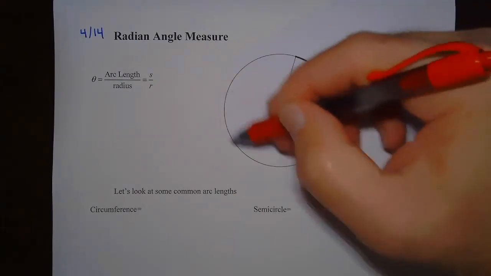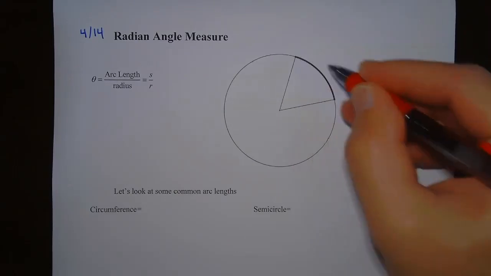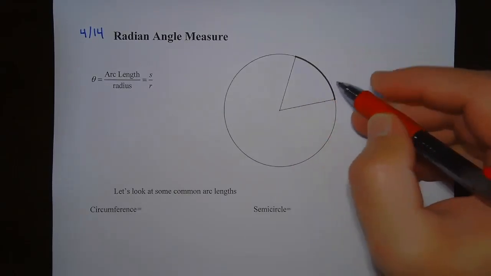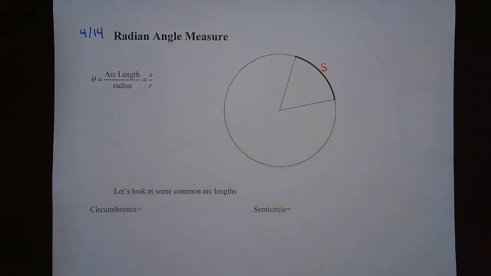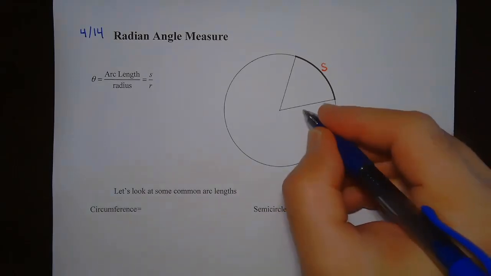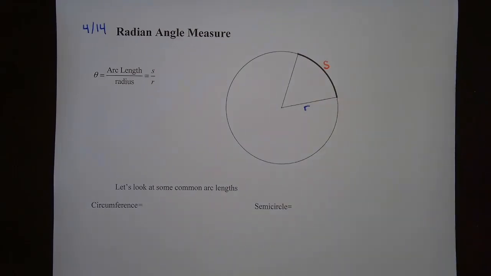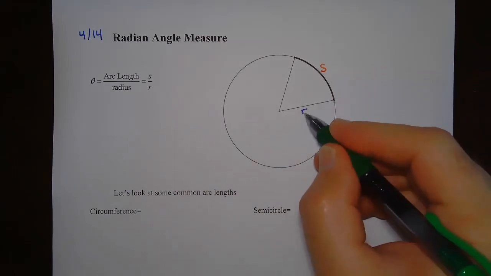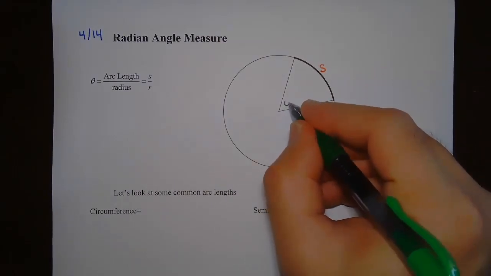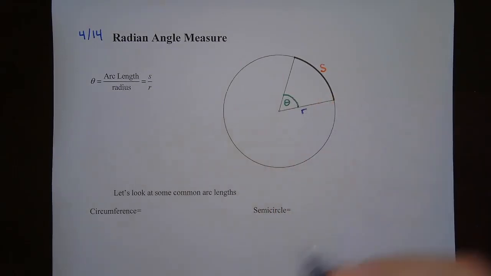So this is a full circle. From this point right here to this point right here would be an arc length, and we'll label that S. Then we also have a radius, which we will call R. If we take the arc length divided by the radius, that's going to be my angle theta, and that would be this angle right here.